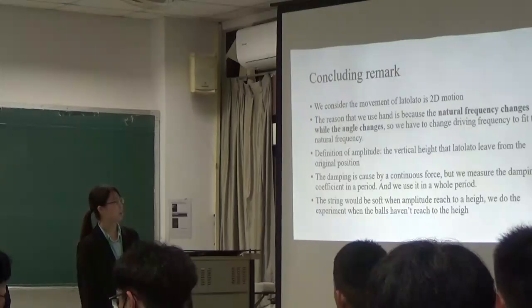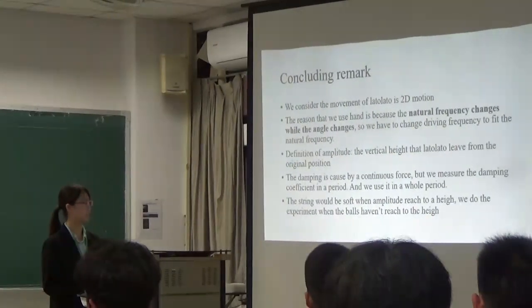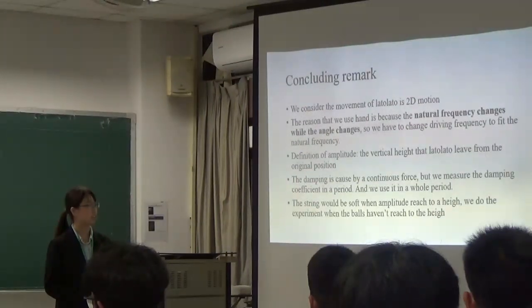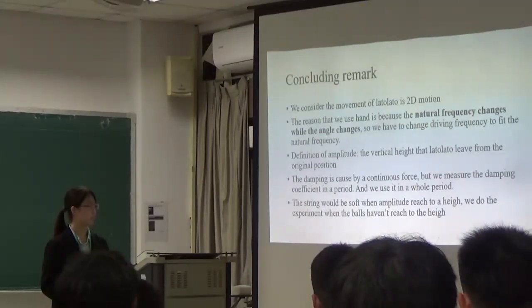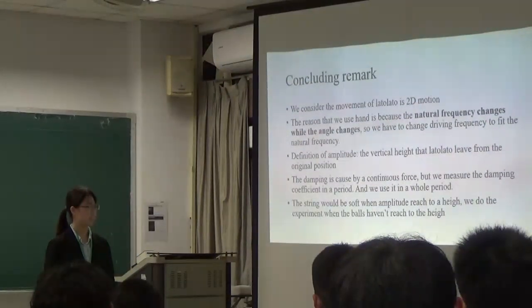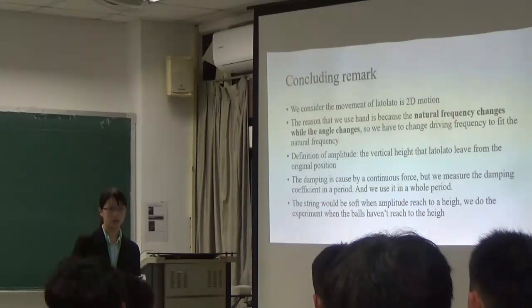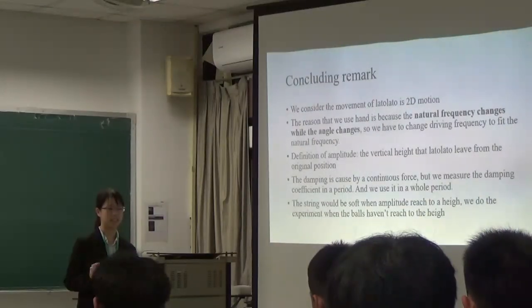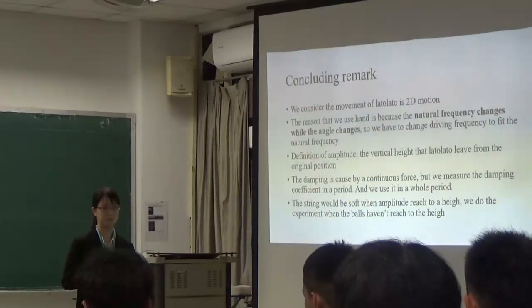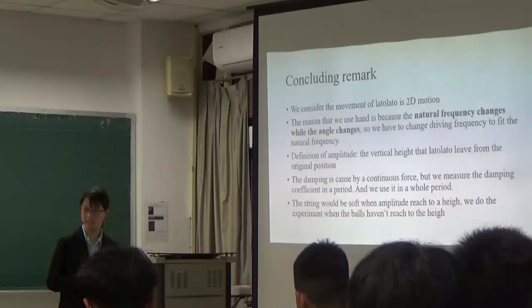And the definition of amplitude is the vertical height that does not vary from the original position. The damping is caused by a continuous force, but we measure the damping coefficient in the period, we use it in the whole period. And we only make the ball collide one time, so every time the ball is in the first collision, so the damping force is the same.